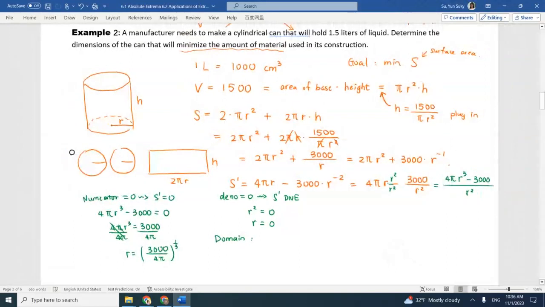Okay. What is the smallest r? I would say it's very small, but you cannot get 0 because your volume is 1500. If your r is 0, your volume will be 0. Right, everybody? Your r could be as small as possible, but not equal to 0. It's just your height is going to be so long. So the smallest is 0, but not including the endpoint.